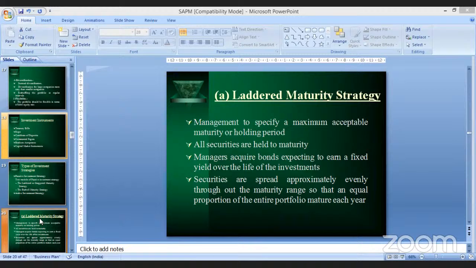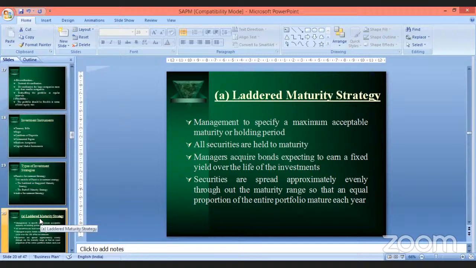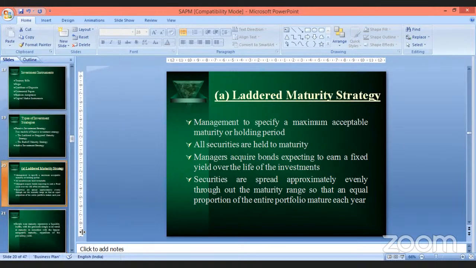Okay. So this is ladder. That means step by step we are investing. Today we are investing something. At the end of the first year, again we are getting the return along with some other amount of investment. Then second year completion is there. At the end of the completion of the second year, again you have to invest. So after a period of time, you have a regular rate of return. This is the ladder maturity strategy.